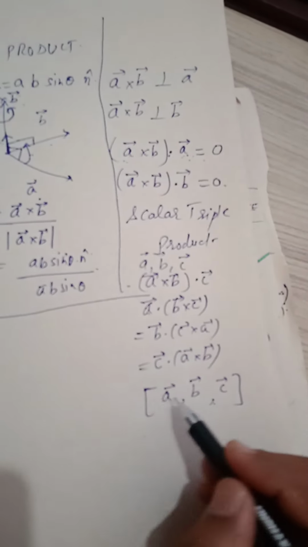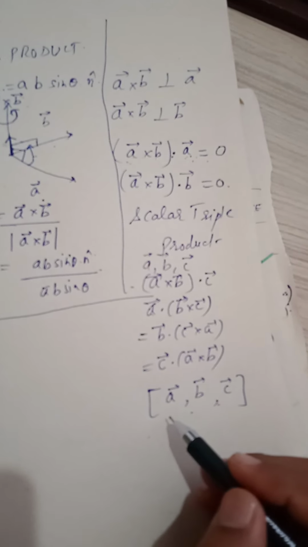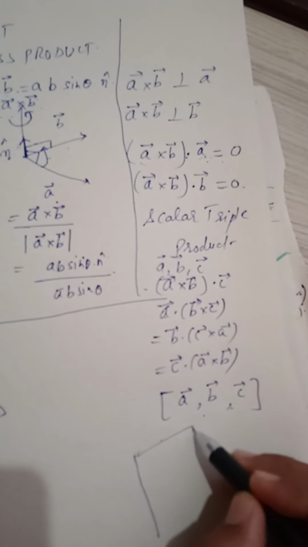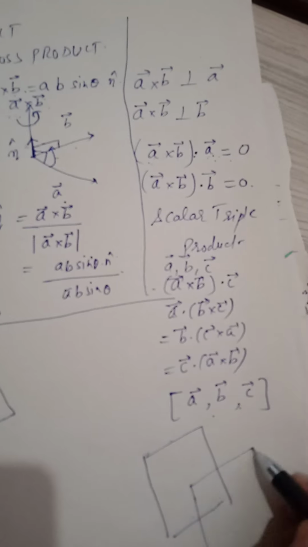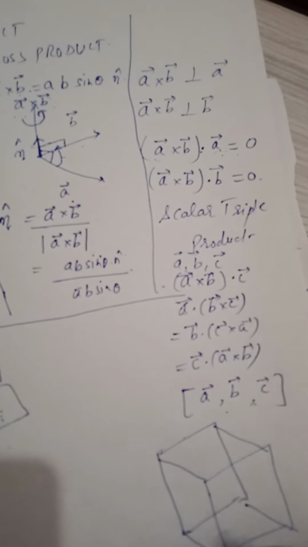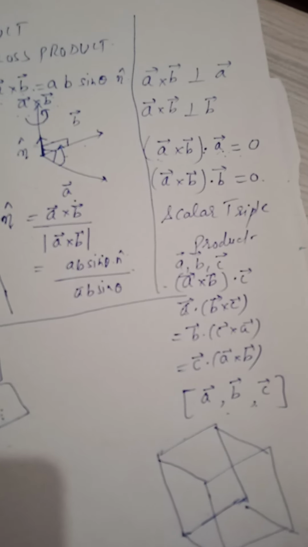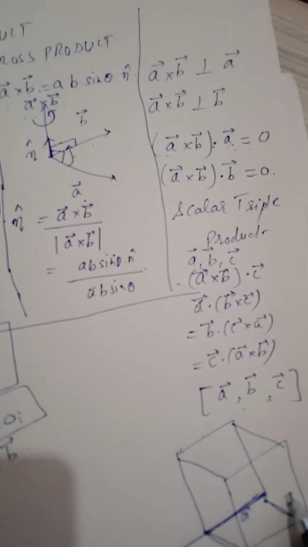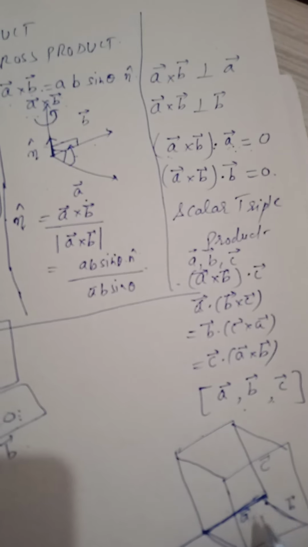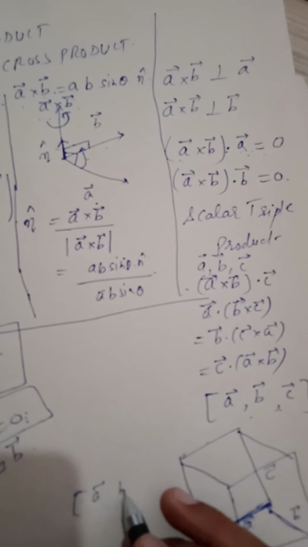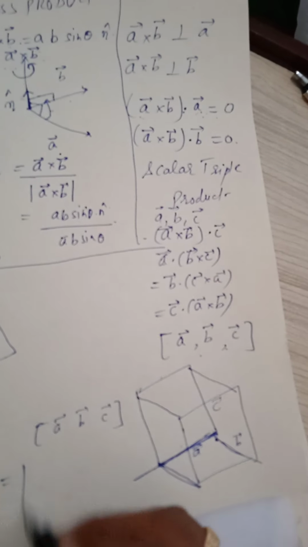Now, what does scalar triple product represent? It represents the volume of a parallelepiped. If you consider any parallelepiped like this, and take any three coterminous edges, this as vector A, this as vector B, and this as vector C, then the volume of the parallelepiped is nothing but [A, B, C]. And it is obtained through a determinant.